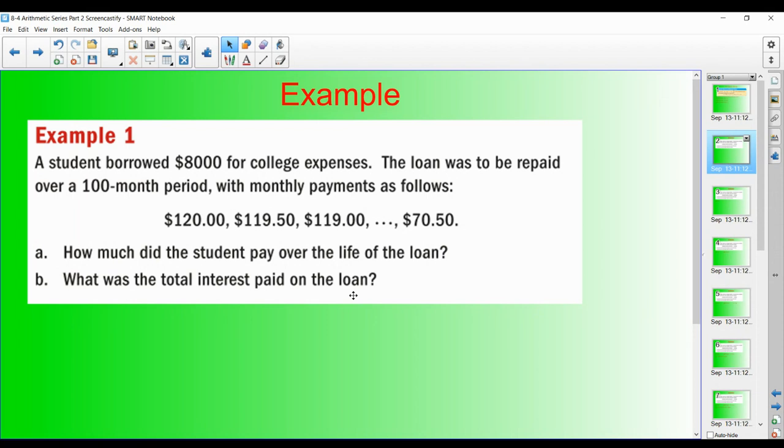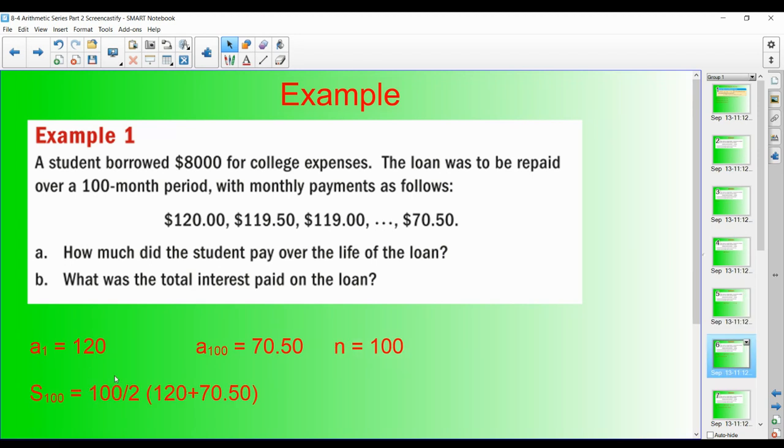So I've got to search for details in the problem. The first thing I look at: do I have the first term? It's $120. Do I have the last term? It's $70.50. Okay, it gives me the entire sequence, so I know this is the last term. And the problem says that's 100 terms, so I don't even have to calculate or check that it is 100 terms. It tells me that. So now I can substitute the numbers in my formula.